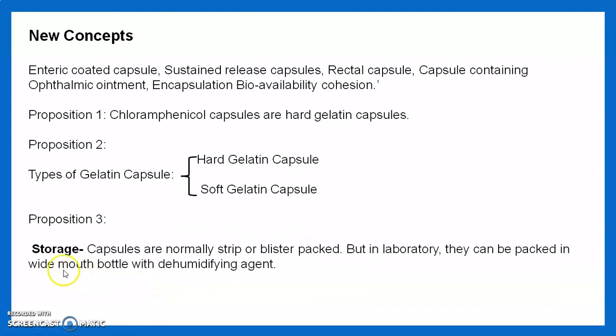What are the different storage conditions for the capsules? Capsules are normally packed in strip or blister packs, but in the laboratory they are packed in a wide mouth bottle with a dehumidifying agent to avoid humidity. If the humidity increases, this dehumidifying agent absorbs it and prevents the degradation of the gelatin.